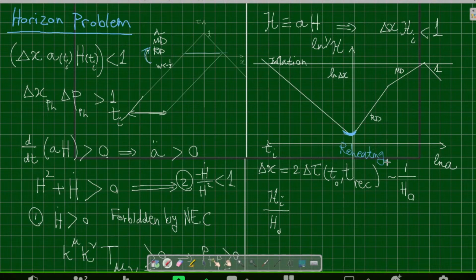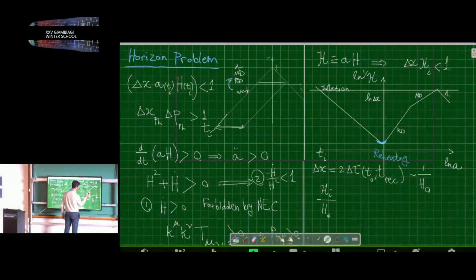So for instance, if you imagine that reheating happens at a later time, which corresponds to a lower temperature, then this line would be here, for instance. So that corresponds to a shorter period of inflation. If you imagine that it happens here, it will be even shorter. So how long inflation needs to last to solve the horizon problem depends on when the reheating happens.